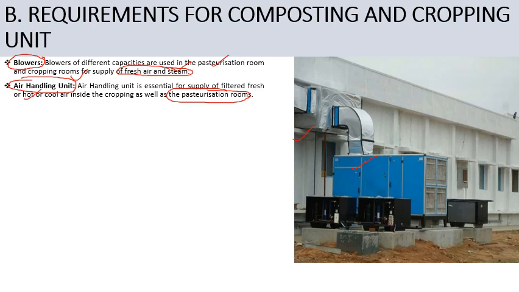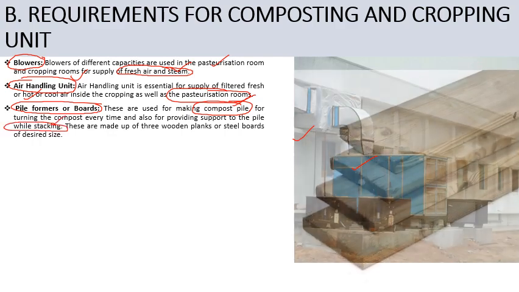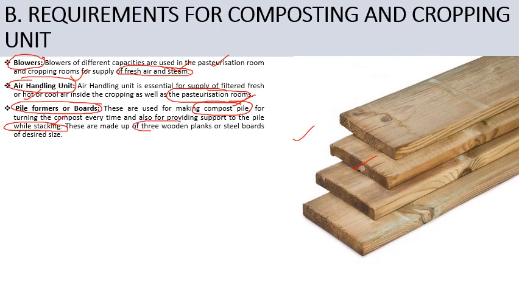Next comes pile formers or boards. So ये जो boards हैं, these are used for making compost pile. जो कंपोस्ट बनती है उसके पाइल्स को बनाने के लिए इसका यूज़ किया जाता है. So every time, and also for providing support to the pile while stacking, स्टैकिंग के समय पाइल को सपोर्ट प्रोवाइड करने के लिए भी इन्हें यूज़ किया जाता है. These are made up of 3 wooden planks and steel boards of desired size.